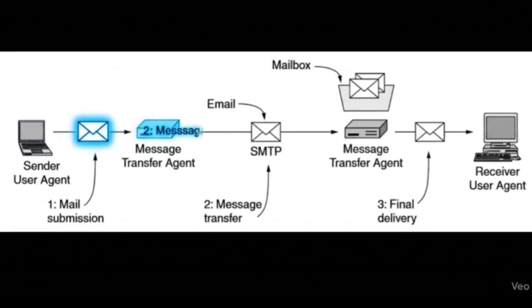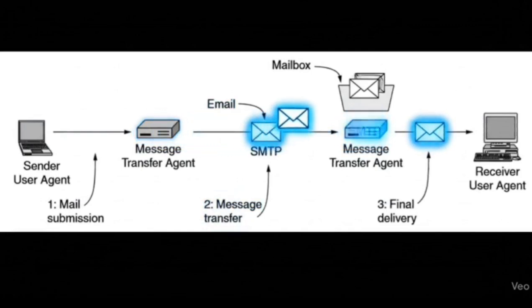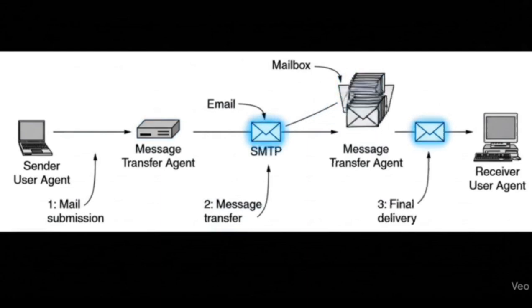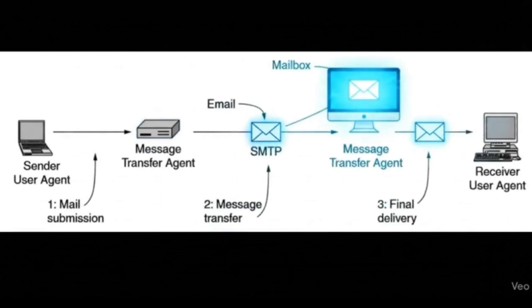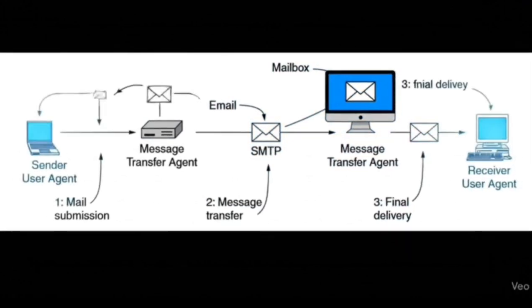When a sender sends an email, it transfers to the message transfer agent. Then it is transferred to SMTP. SMTP transfers the message to the mailbox, and the message transfer agent will transfer it to the receiver's user agent. These are the processes that occur from sender to receiver.